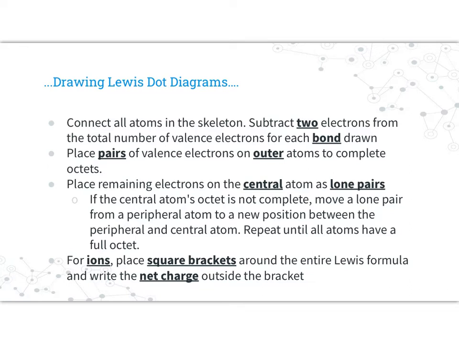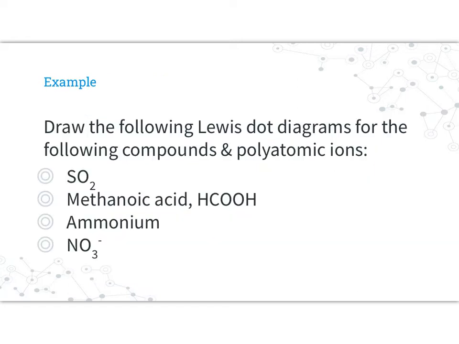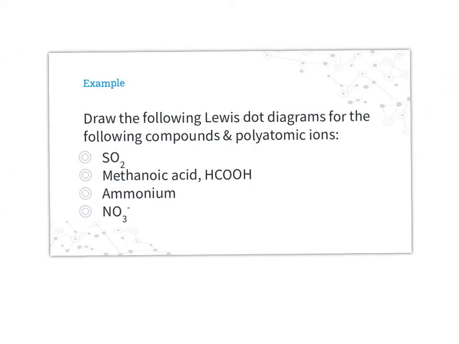If it's not complete, the octet, we're going to move a lone pair from an outer atom or a peripheral atom to a new position between the peripheral or outer atom and central atom. Repeat until everybody has a full octet. For ions, we end up with square brackets around the entire Lewis formula or Lewis dot diagram, and we will write the net charge outside of the bracket. Now that seems like a mouthful and a list of rules that don't make sense, so let's get started with some examples. So we're going to draw the following Lewis dot diagrams for the following compounds and polyatomic ions.